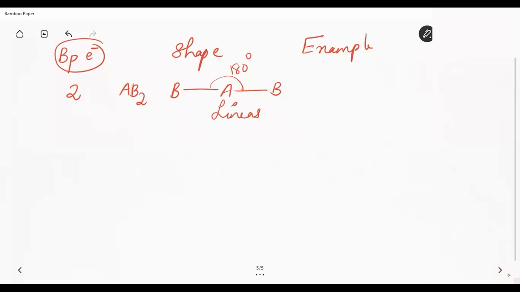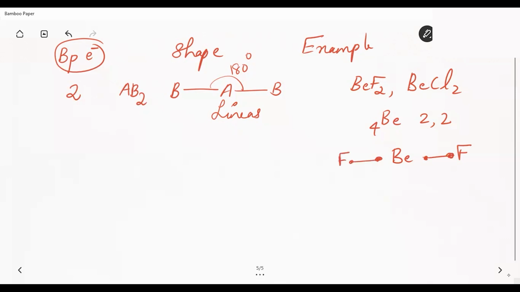And I will explain with an example, that is BeF2 or BeCl2. How many electrons are there for beryllium? Beryllium's atomic number is 4, and its configuration is 2, 2. There are 2 electrons in the valence shell, and they will be shared with 2 fluorine atoms. Fluorine needs 1 more electron, and they are sitting like this. This is the beryllium fluoride structure, a linear structure. Hope you understand, right? Yes.